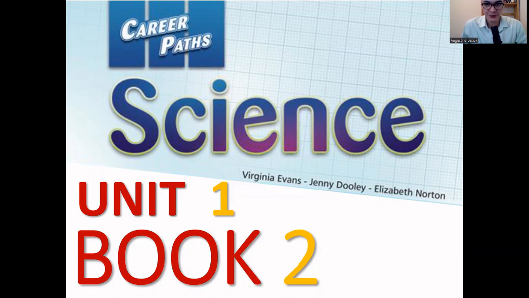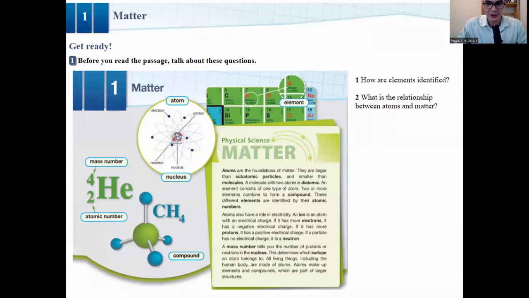Today, we will be covering the first unit of Book 2, so Unit 1 of Book 2. In this unit, we're going to talk about matter. So we'll talk about atoms, elements, compounds, what the atoms are made out of, what they're called, and so on. So let us begin.